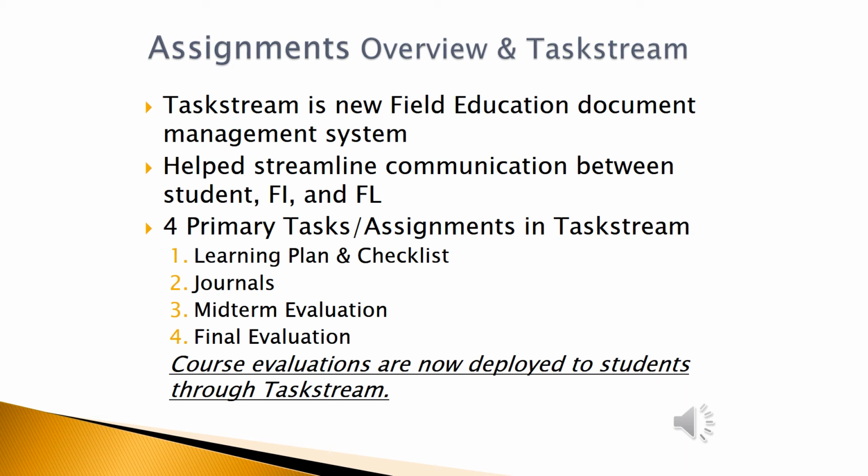So there are four primary tasks and assignments that we're going to go through and that are available in TaskStream for completion. Those include the learning plan and the checklist, the journals, of which there are five, and a midterm form and a final form. Students have always done course evaluations. Those were paper-based like everything else before. The student evaluates the field instructor, the student evaluates the agency, and the student evaluates the faculty liaison. Those will automatically be deployed to the student via email, and automatically the information will be collected and stored.